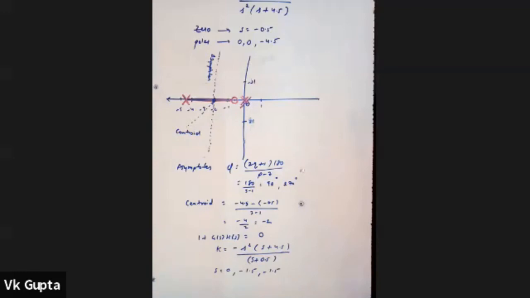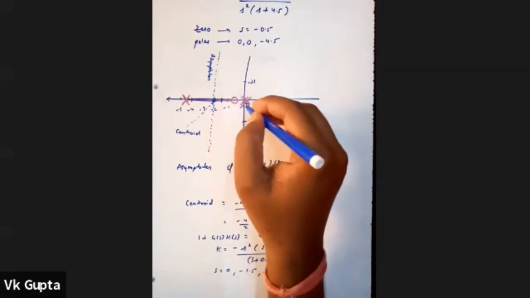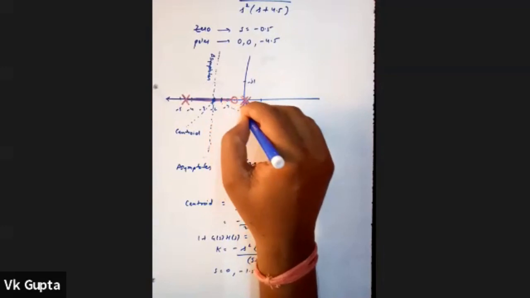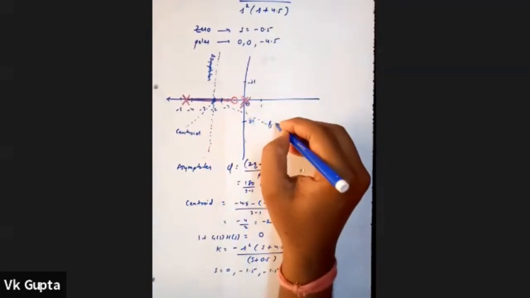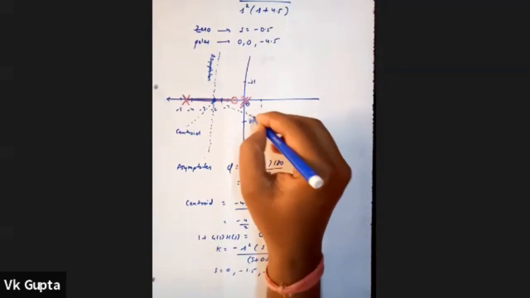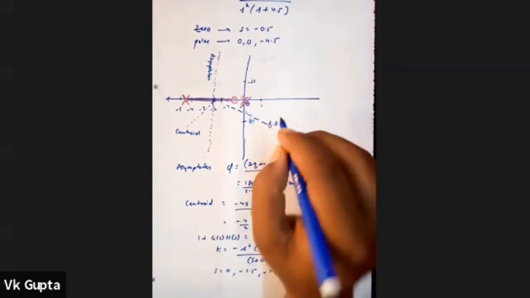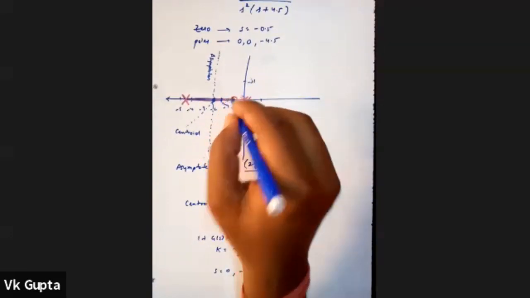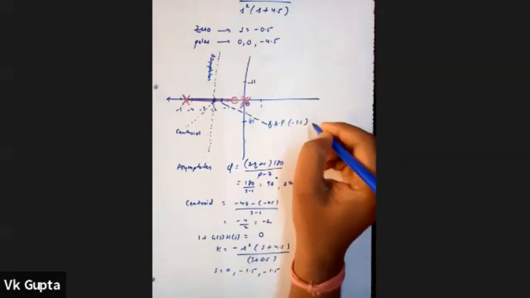Now if you see, there are 2 breakaway points. One is at 0 and one is at minus 1.5. So mark at minus 1.5. So this is the breakaway point. Breakaway point at minus 1.5.